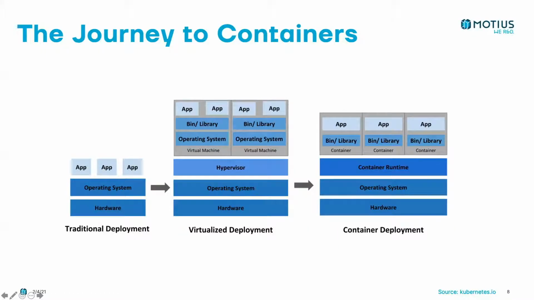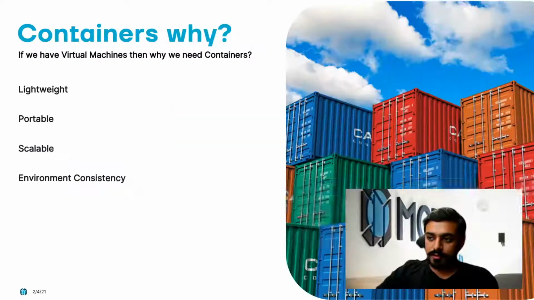Hence, containers were invented, which are basically virtualizing the operating system itself. And on top of the operating system, we can have different containers which are isolated from each other, and each container can have an application deployed. So this helped in sharing and also saving more resources. And containers are basically lightweight, they are portable, they are super scalable. So these have all the advantages that we have over virtual machines.